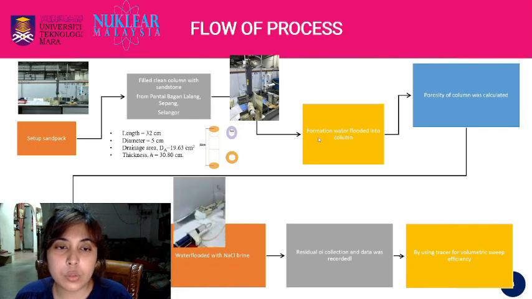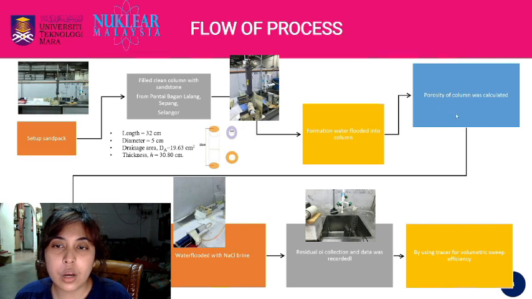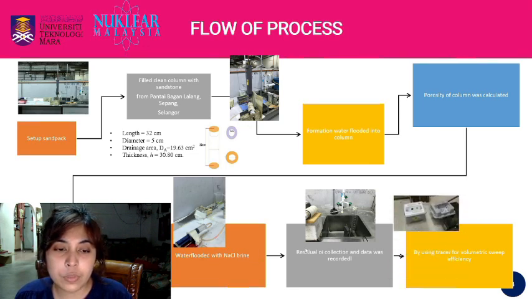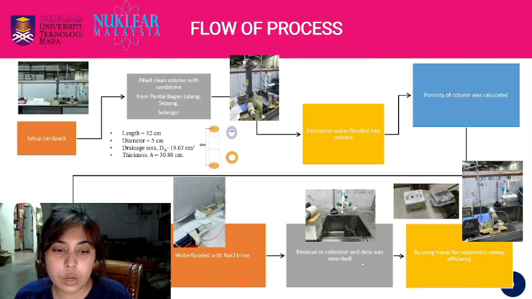Here the formation water is flooded in the column. After that, we calculate the porosity. After calculating, oil is injected into the column, and then we flood it with the sodium chloride brine. Residual oil collection data was recorded, and then we use the tracer for volumetric sweep efficiency.